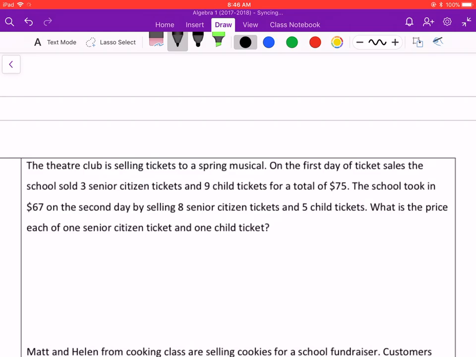Let's just do this again, okay? The theater club is selling tickets to a spring musical. On the first day of ticket sales, the school sold 3 senior tickets. So let's just say 3S, seniors. And 9 child tickets. So I'm adding 9 child. Let's say C for child. For a total of $75. The school took in $67 on the second day.